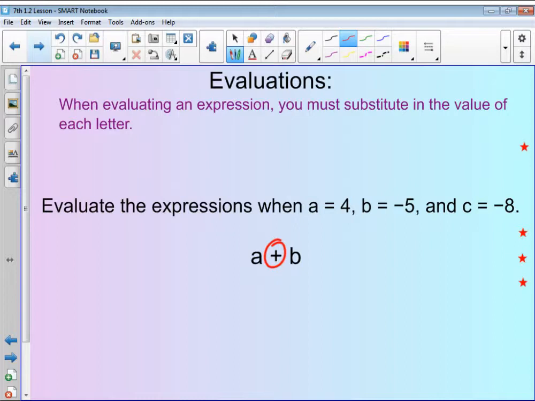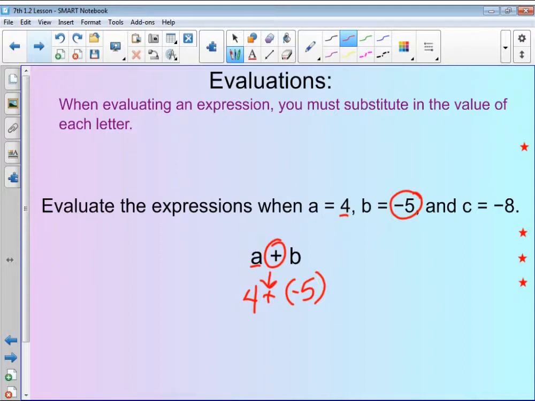So here I have for A, well, A was worth 4. So I'm going to substitute a 4 in there. I'm going to just bring my plus sign. And now B was negative 5. So plus negative 5. By golly, that looks like something that we've been doing.